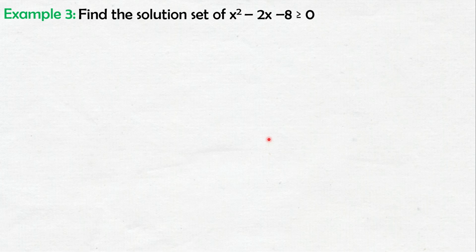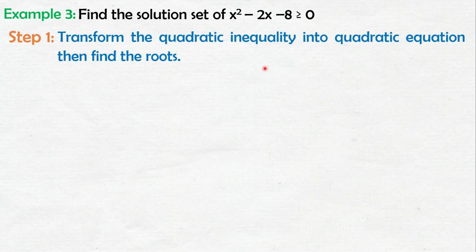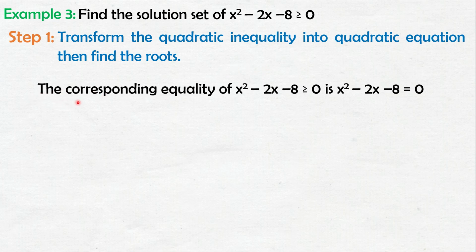Example number 3. Find the solution set of x squared minus 2x minus 8 is greater than or equal to 0. Again, step 1, transform natin itong quadratic inequality into quadratic equation. The corresponding equality of x squared minus 2x minus 8 greater than or equal to 0 is x squared minus 2x minus 8 equals 0. Again, papalitan lang natin yung inequality sign ng equal sign.